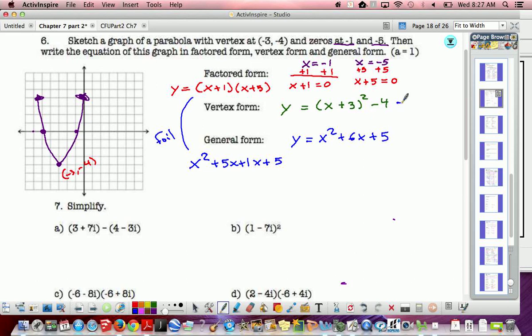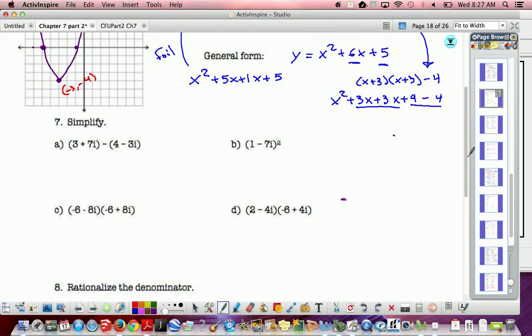Now I could have done this one too. If I did this one, I'd be going (x plus 3)(x plus 3) minus 4. So I go x squared plus 3x plus 3x plus 9. I still have that minus 4. 3x and 3x, notice how that matches the 6x. 9 minus 4 equals the positive 5. Have the x squared, they match up. It's a great way to check to make sure you wrote it correctly in vertex form.